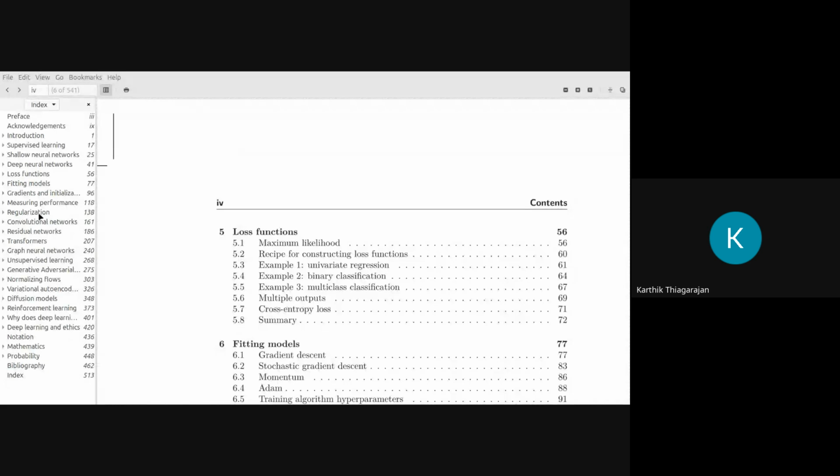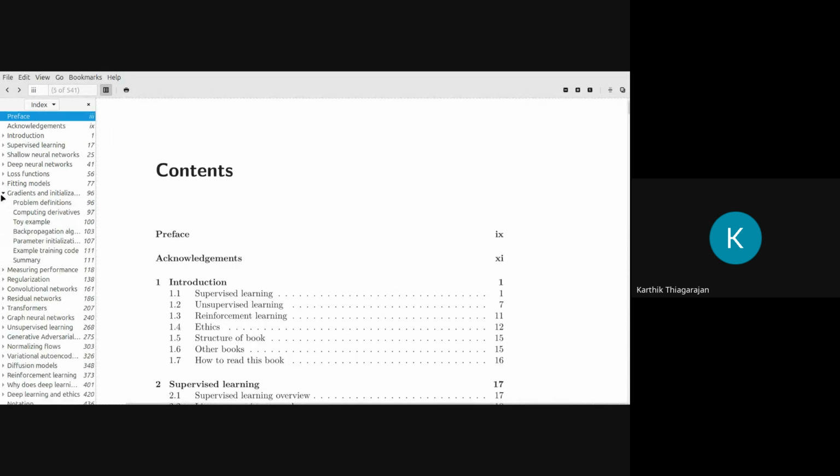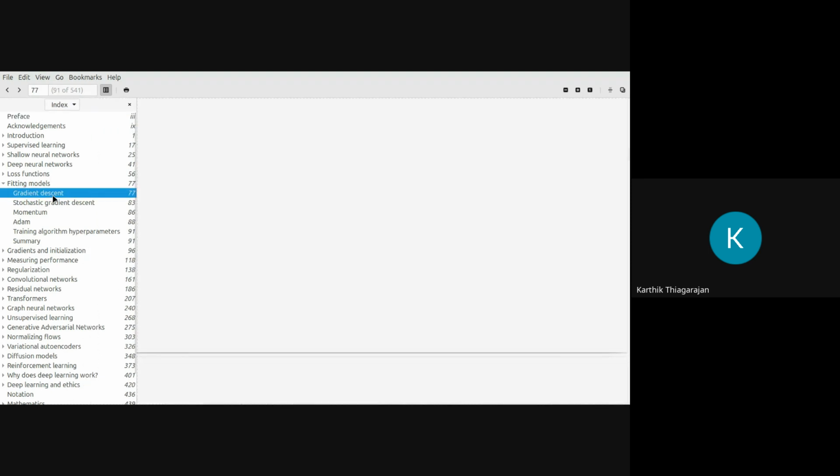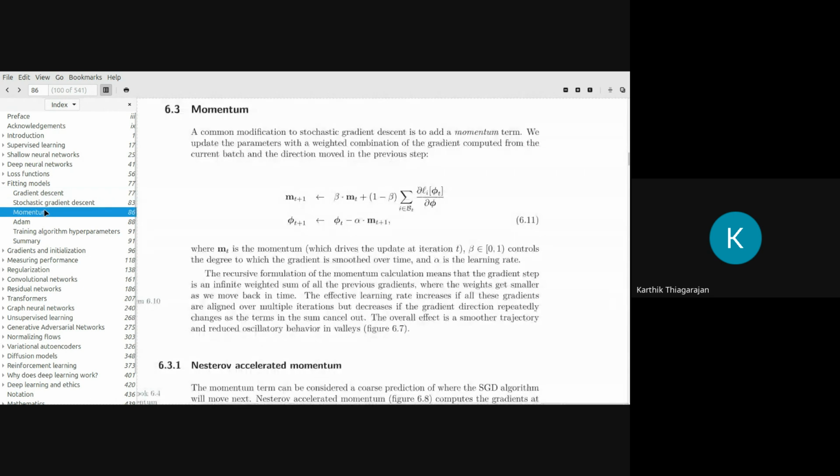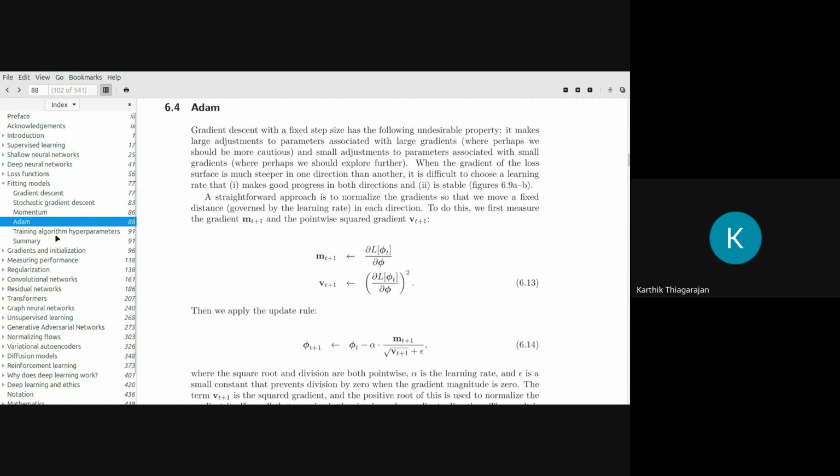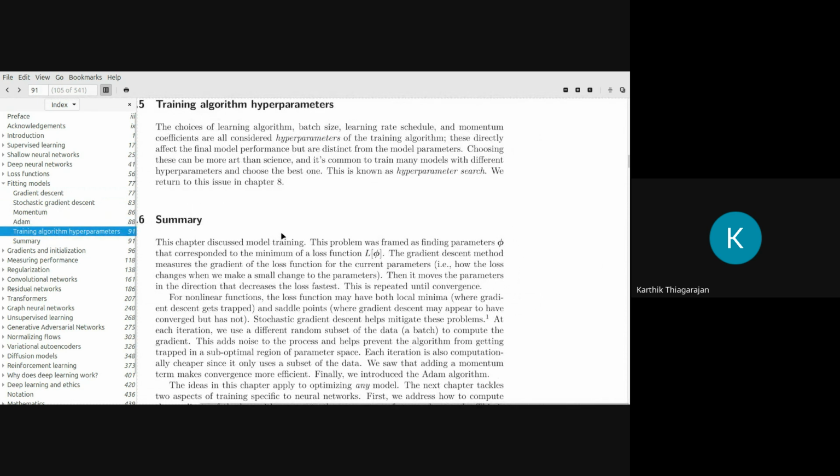What do they discuss in gradients? No, this is the backprop lecture. So, fitting models. Okay, so they discuss gradient descent, SGD, momentum, and Adam. And then they have a very small section on hyperparameters. That's all. So this fellow also stops with Adam.